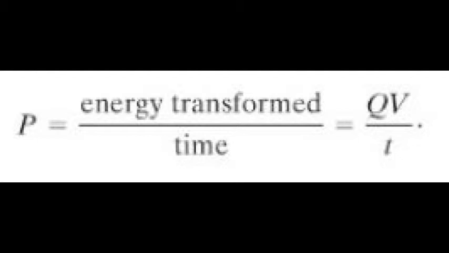In order to find the electric power, we're going to have to know that the energy transformed of an electric current when a charge moves through a potential difference is the charge times the potential difference, therefore given by the equation Q times V. And the power is the rate at which the energy is transformed. Therefore, the power equals Q times V over T.